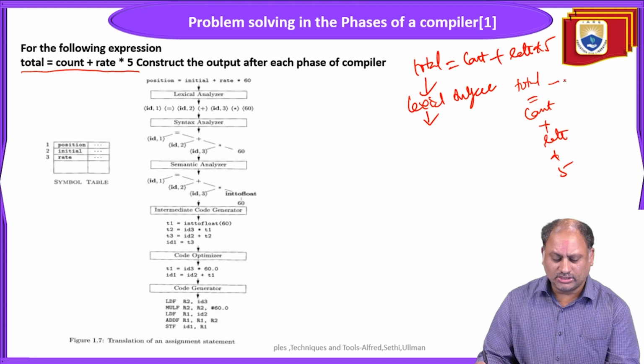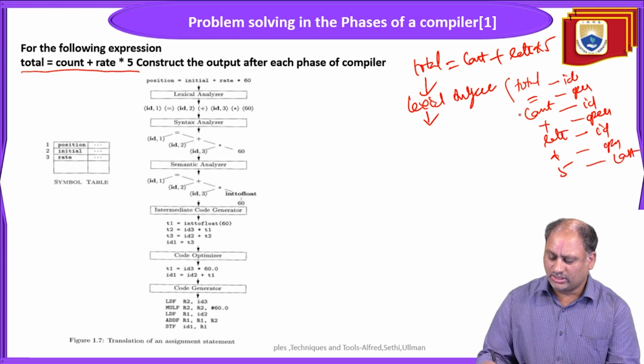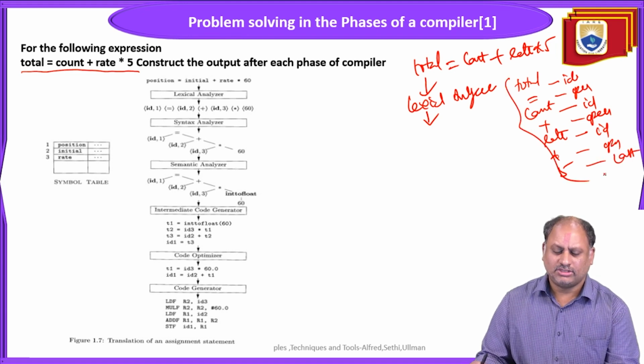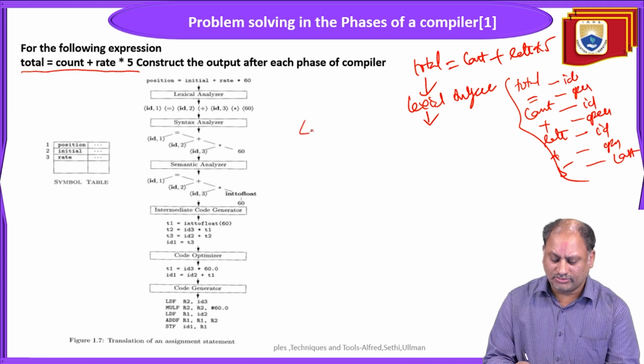So total is considered as an identifier, equal to is an operator, count is an identifier, plus is an operator, rate is an identifier, star is an operator, 5 is a constant. Like that, these details are to be separated. So we are going to write what is an identifier. The first one is an identifier, total. And equal to, what is equal to? Equal to is an operator.